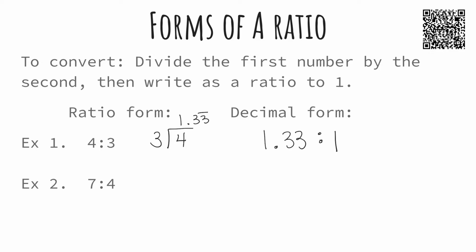Okay, and then if you look at example 2, 7 to 4, we're going to take the 7 and divide it by 4. And so that's going to give you 1.75. So when we leave it in decimal format, it's going to be 1.75 to 1.